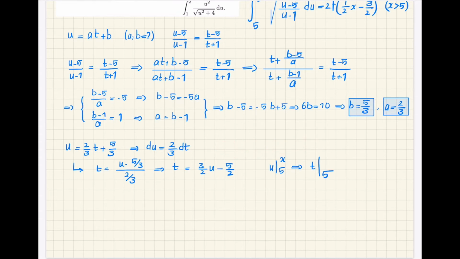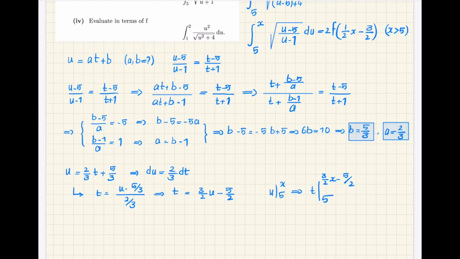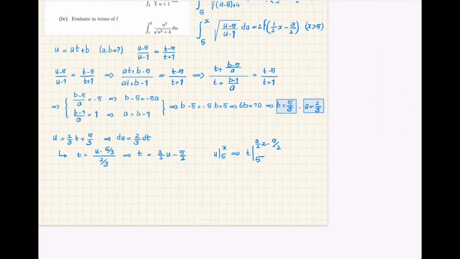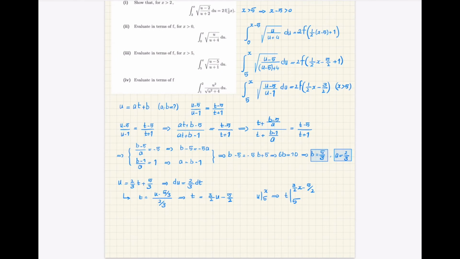So it becomes 5. But then unfortunately when I put x, something strange will happen, but I can fix it later, okay? So this upper limit is when I replace u with x. Okay? So now everything is ready. So this formula, let me make it smaller here, can be rewritten in terms of t on the left hand side. Okay? But still x is greater than 5.